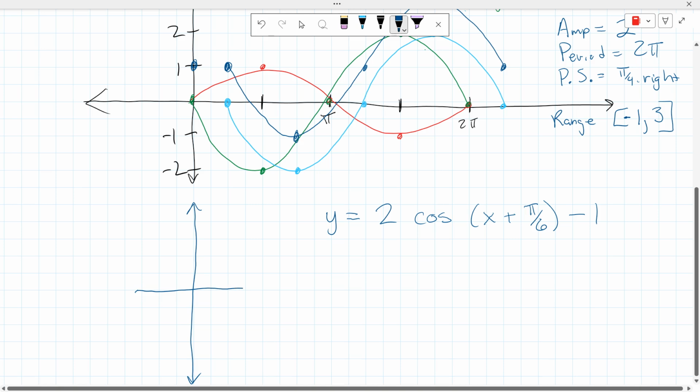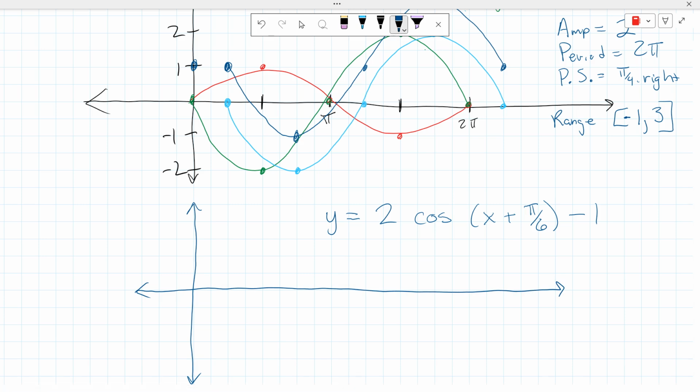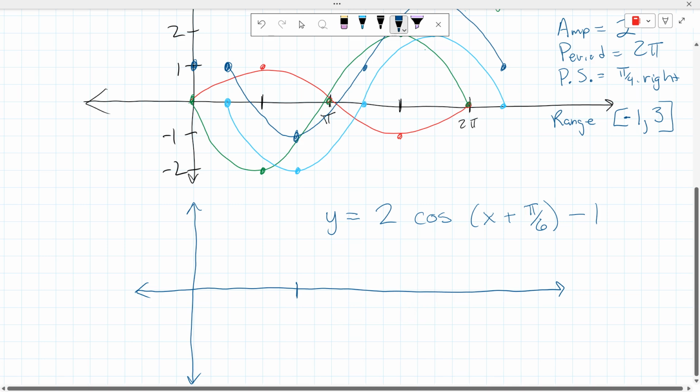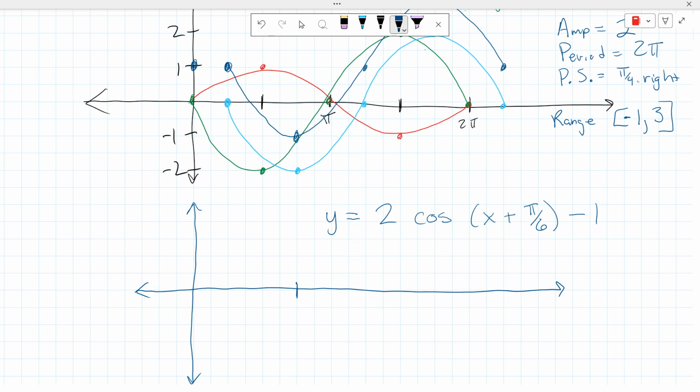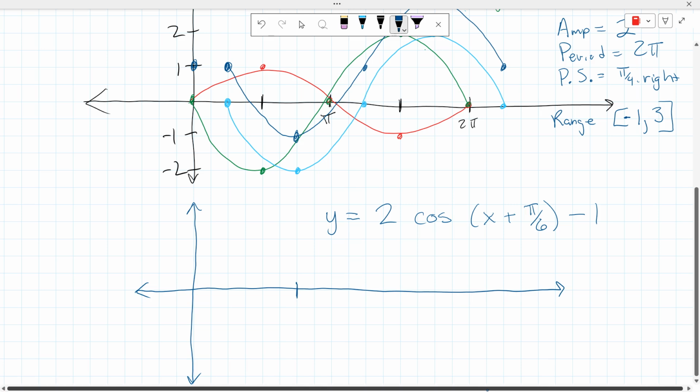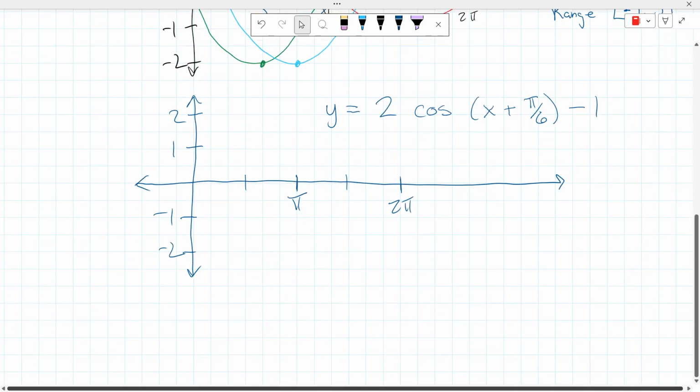Since our phase shift is pi over 6, how far should I go till I get to pi? 6 would make sense. 1, 2, 3, 4, 5, 6. Because pi over 6 is 1/6 of pi. 1/6 of 6 is 1. So when I do my phase shift, when I slide it, it's going to be 1 square. If you understand that, you'll get period here a little later today very easily. So pi is there, 2 pi is here. 1, 2, -1, -2.